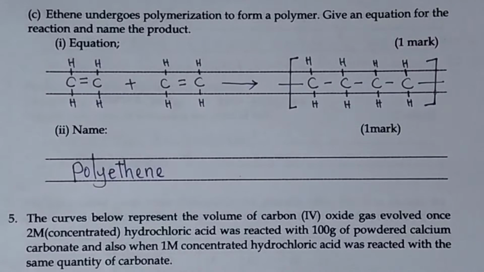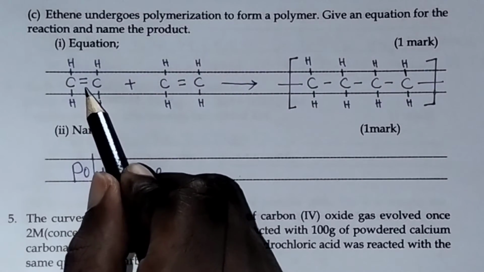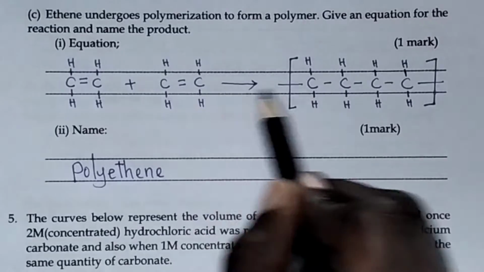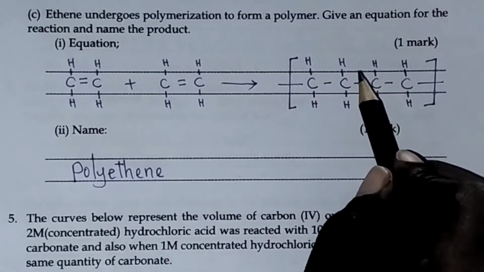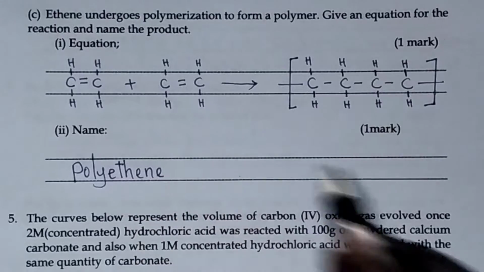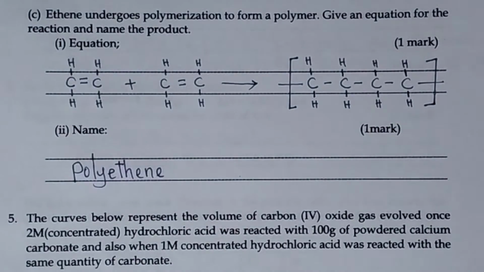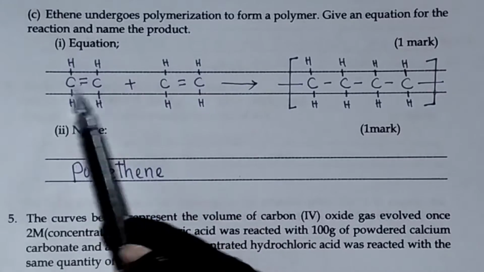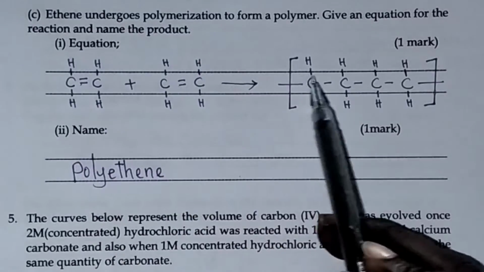In part C of question number 4, we are told ethene undergoes polymerization to form a polymer. Give an equation for the reaction and name the product. So the equation, this is how ethene is written. Ethene can react with another ethene to form a product called polyethene. So how are we going to write the equation? Ethene plus ethene. Then how many carbon do you have? 4 in total. These are the 4.